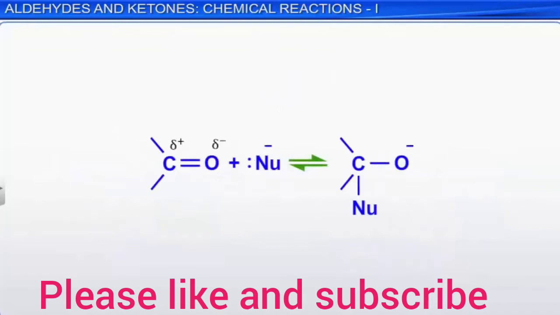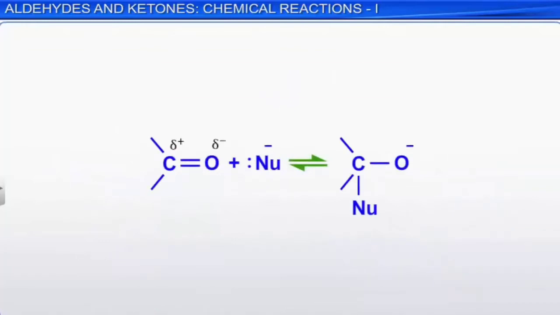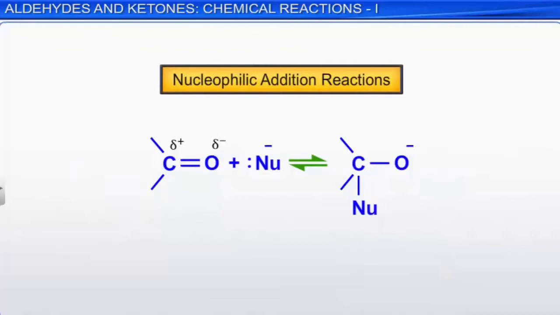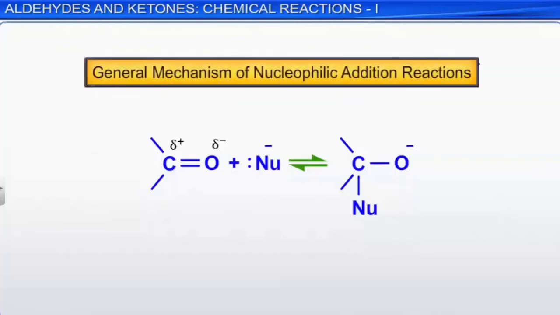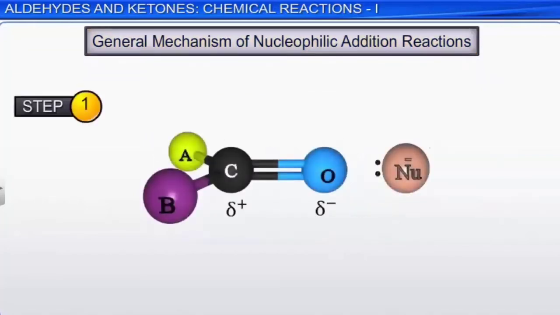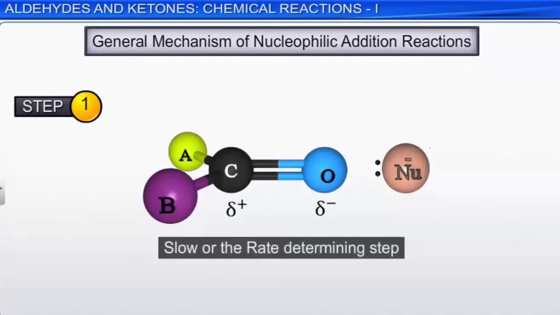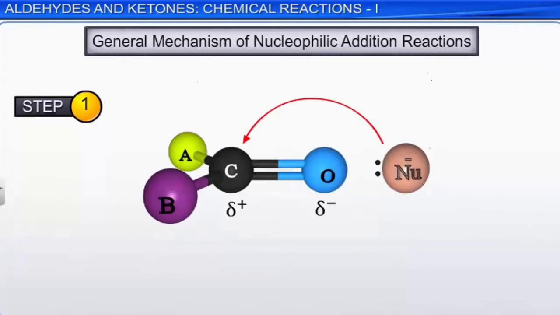The typical reactions of aldehydes and ketones are nucleophilic addition reactions. Before we examine the different types of nucleophilic addition reactions, let us first understand the general mechanism of nucleophilic addition reactions. The first step is a slow or the rate-determining step, which involves the attack of a nucleophile on the electron-deficient carbonyl carbon. Since the carbonyl group is flat, it is liable to be attacked from above or below the planar carbon atom.